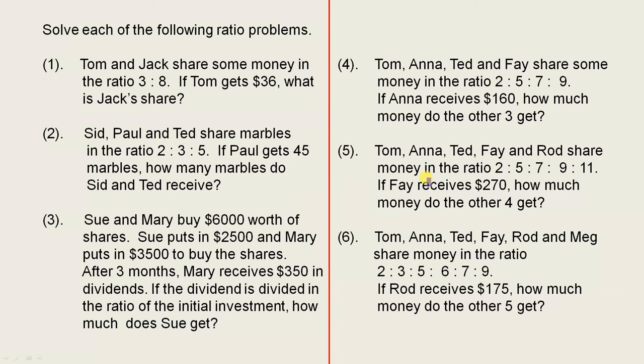So basically all the problems are the same. Order is important. We're given the ratios, and all we have to do is work out the shares of all the other people when we are given the share of one person. That can be done. So that's the object of the whole lesson.